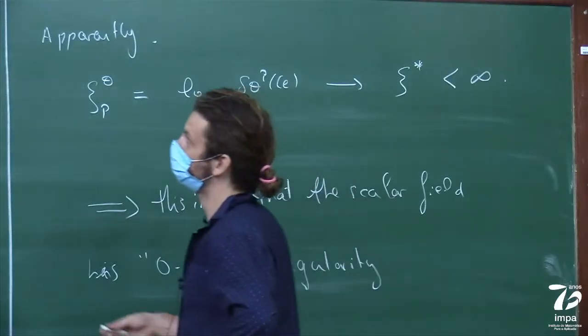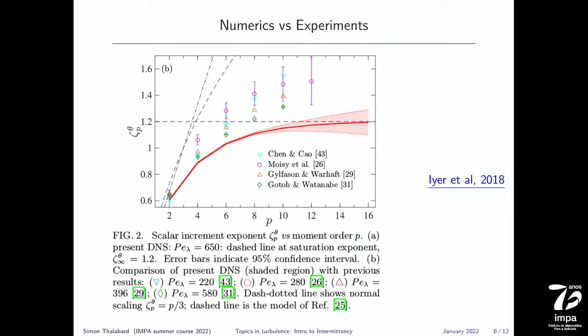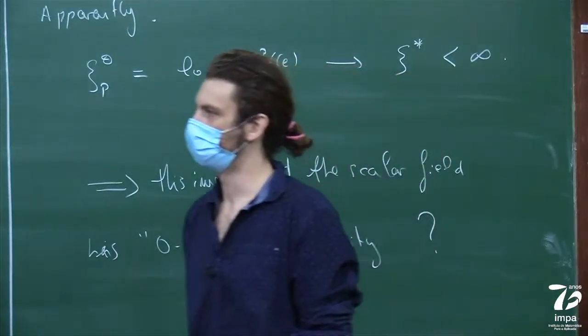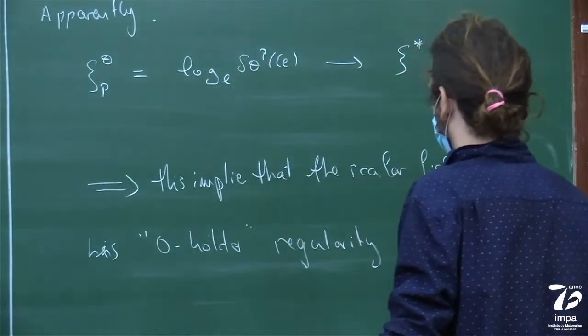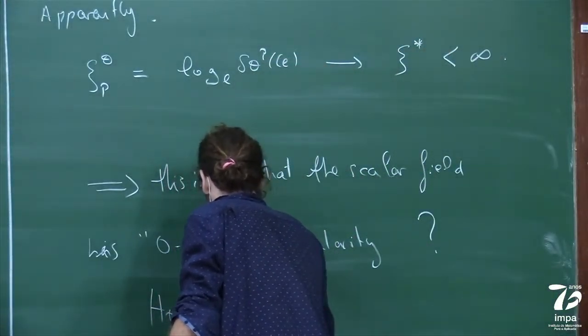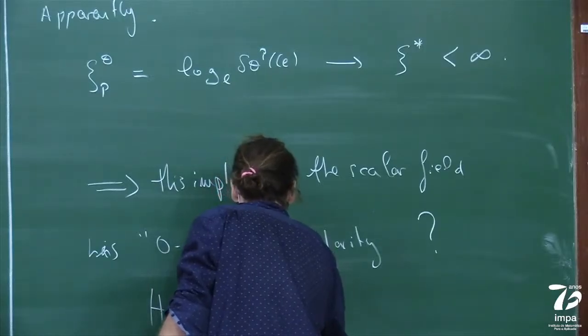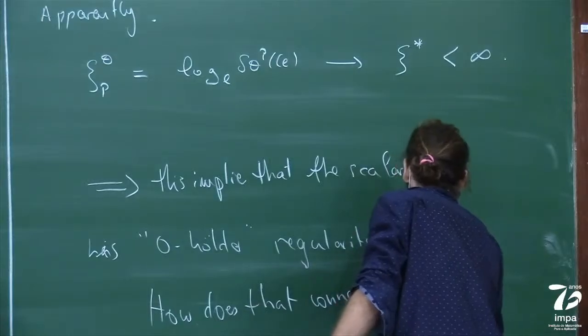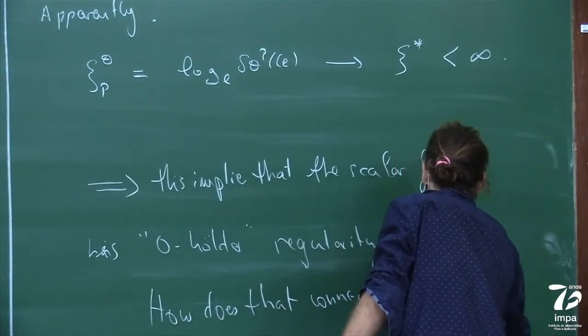So the question is basically, why is it so different? And can we at least explain it by some easy argument? So the question is, how does it connect? Does that connect to essentially the statistics of the NS theta?